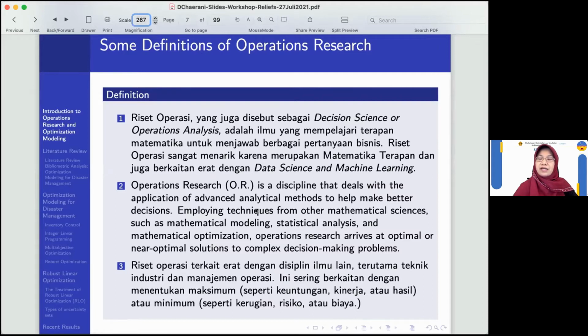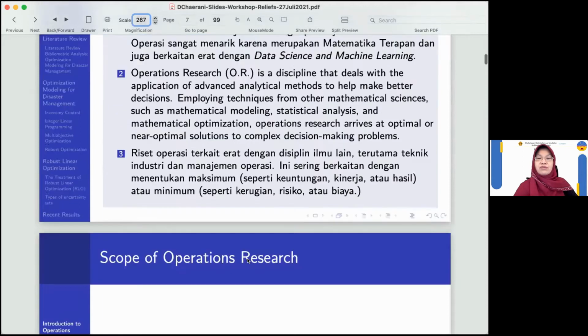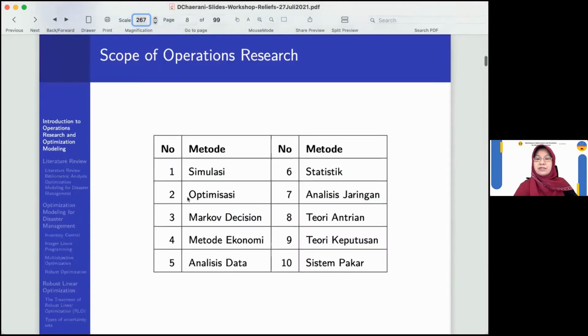And the optimization problems that appear are related to near-optimal solutions. Operations research is also strongly related to other sciences, especially industrial engineering and operations management. It is also related to determining a maximum, like profit, performance, or result, or a minimum, such as loss and others. This is the scope of operations research.